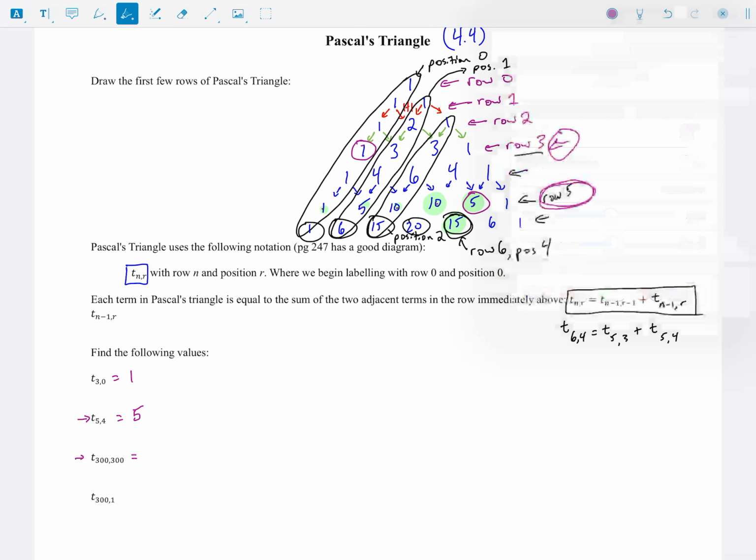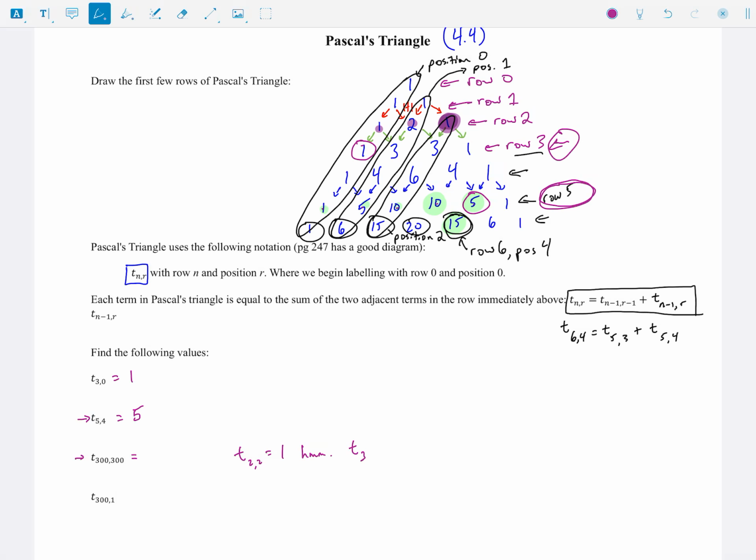So we're looking at 300, 300. Well, maybe there's a pattern. Let's look at T of 2, 2. So what would T of 2, 2 be? It would be right here, right? That's the second row in the second position, where this is 0, 1, and then 2. So T of 2, 2 is equal to 1.